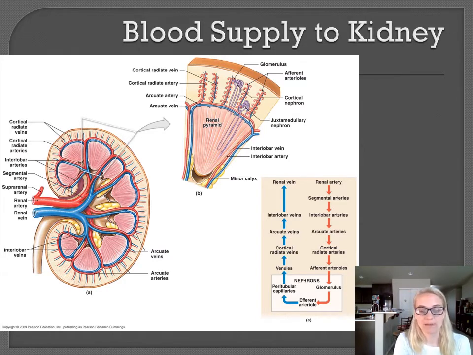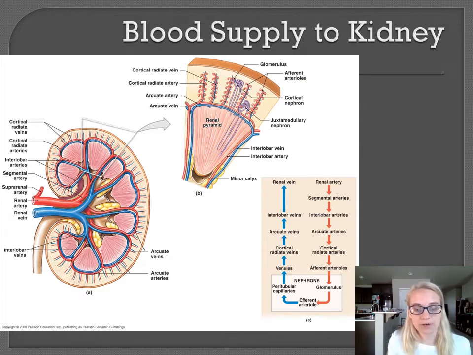So the diagram here is showing you that alignment. There are some differences, it's not exactly the same, but some of the names might help you remember the path as you go from the renal artery all the way through the kidney back out to the renal vein, which will deposit this newly filtered blood into the inferior vena cava, sending it right back up to the right side of your heart.